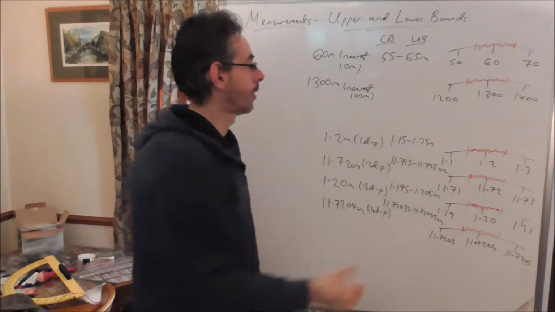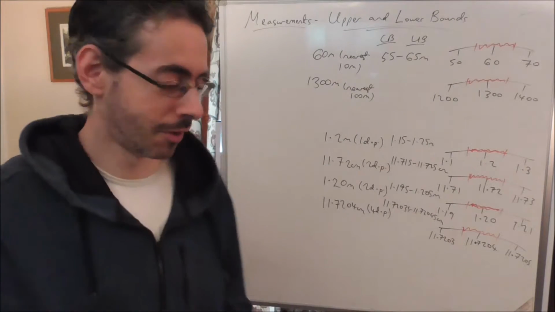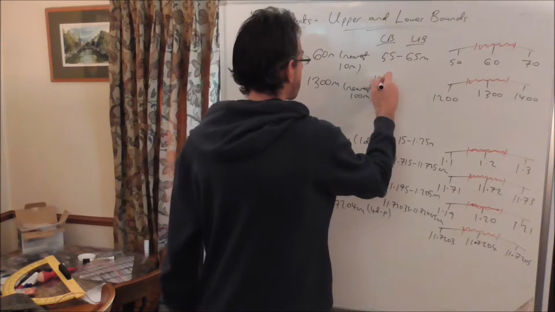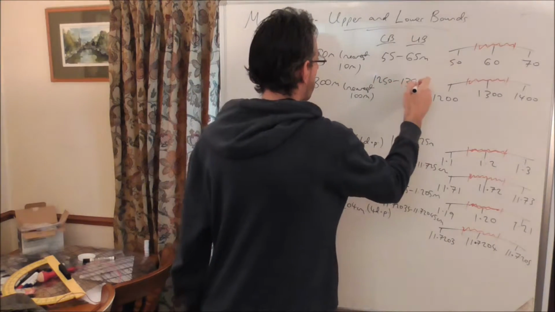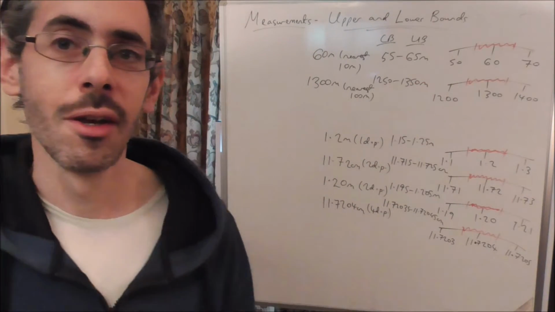So what's the lower bound? 1,250, and the upper bound is 1,350. Just write that down. 1,250 to 1,350 metres. So those are the bounds for the length of the field.